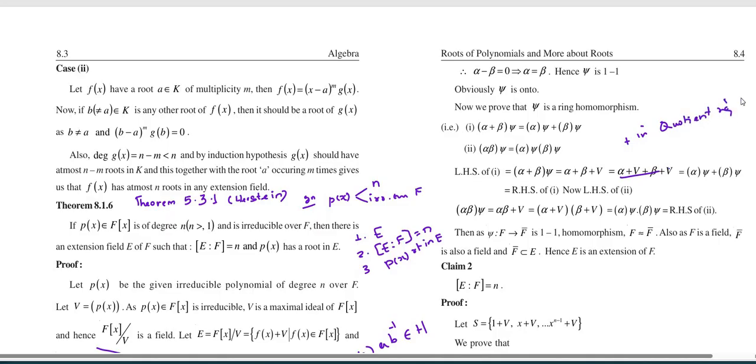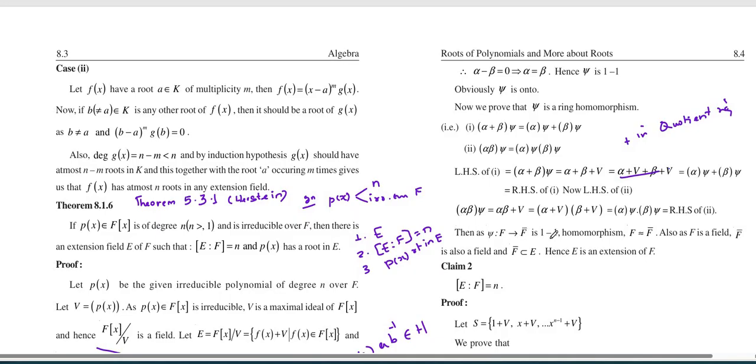So you have this step, and that in turn gives the image of alpha under psi, and the next one, image of beta under psi. So that's your RHS. In the same way, this one, alpha beta plus v, which is nothing but alpha plus v into beta plus v. So we have again the same explanation by the definition of multiplication in quotient ring. You have this step, and that in turn gives alpha psi into beta psi, and that's your RHS.